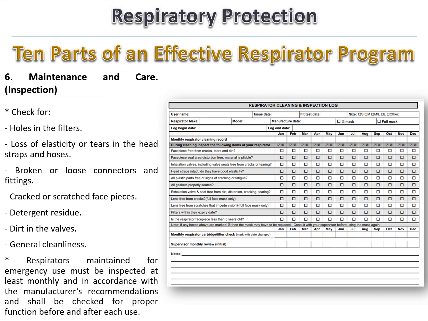6. Maintenance and care. Inspection. Check for holes in the filters. Loss of elasticity or tears in the head straps and hoses. Broken or loose connectors and fittings. Cracked or scratched facepieces. Detergent residue. Dirt in the valves. General cleanliness. Respirators maintained for emergency use must be inspected at least monthly and in accordance with the manufacturer's recommendations, and shall be checked for proper function before and after each use.